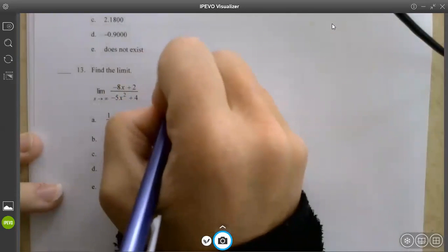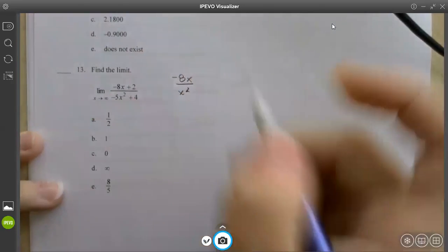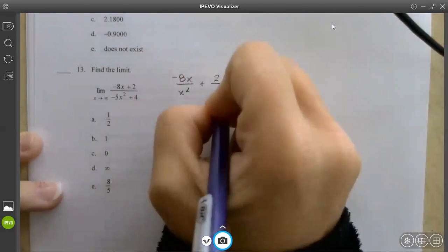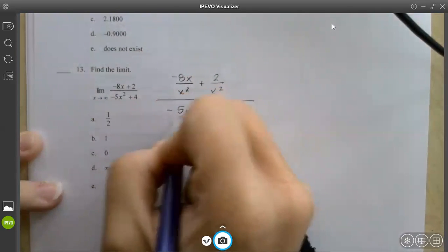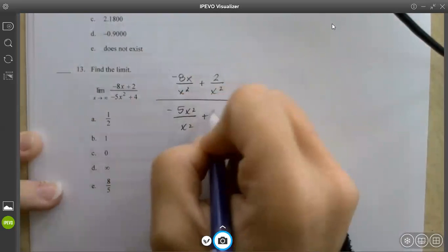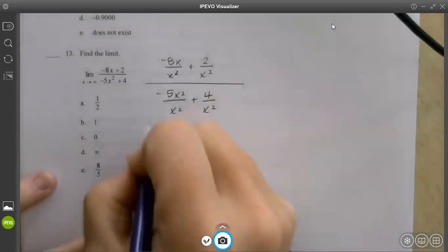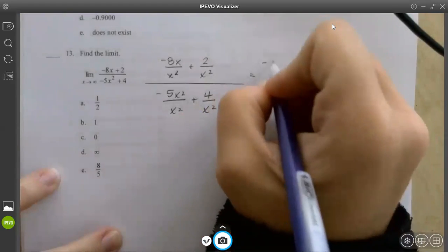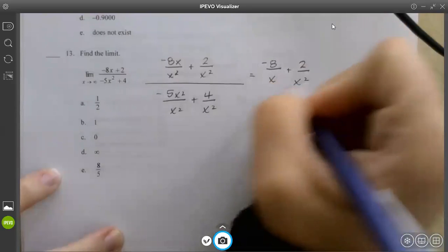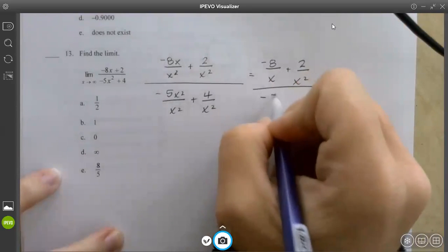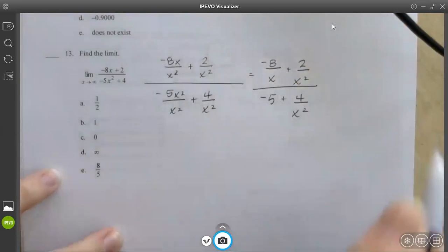So we're going to take every single term and divide it by x squared, because that's your highest power on the bottom. Plus 2 over x squared, over negative 5x squared over x squared, plus 4 over x squared. We see negative 8 over x plus 2 over x squared, over negative 5 plus 4 over x squared.